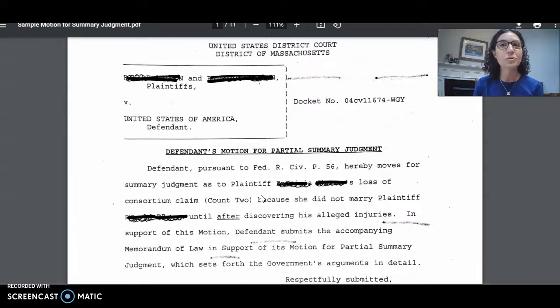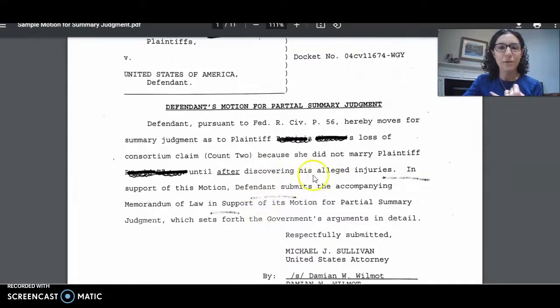Just make sure that you change it so that it's the Mass Rule of Civil Procedure, and also down here where it says about the reason for moving for summary judgment, yours is not about loss of consortium, yours is about social host liability, and of course we're not talking about the government's argument, we're talking about the defendant's argument. But the format and structure of this paragraph is one that you can model and copy in yours. Just make sure you edit it so that it is pertaining to your client.